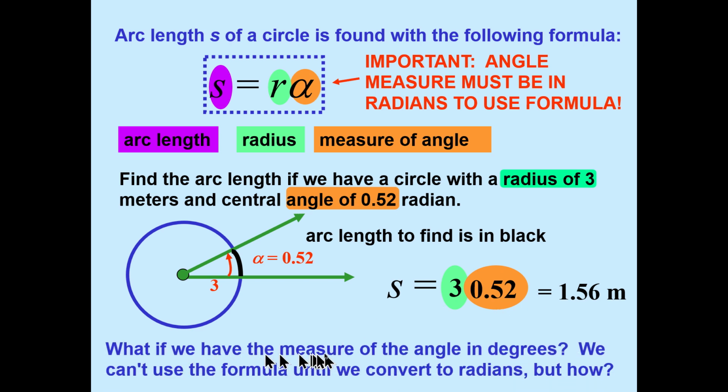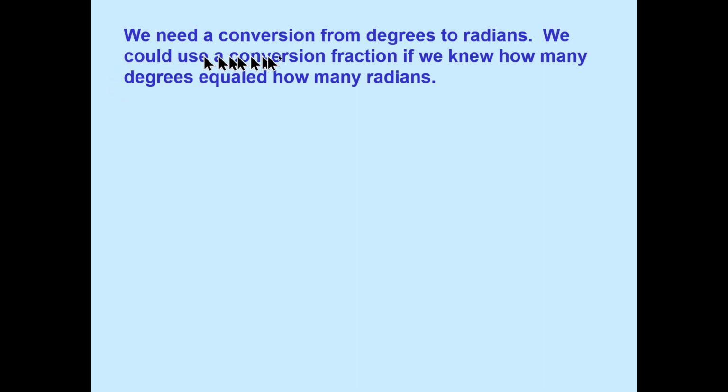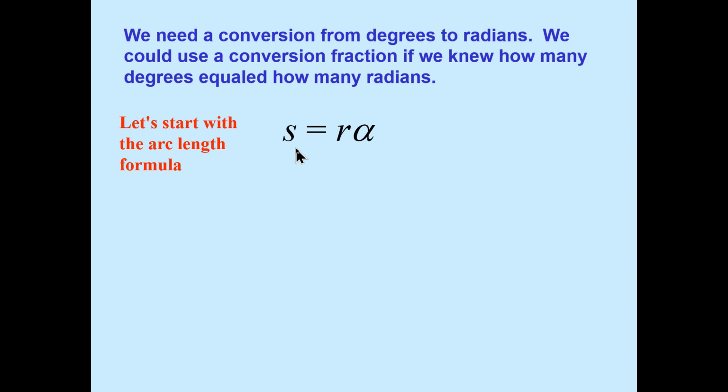So what if we have the measure of the angle in degrees? We can't use the formula until we convert to radians, but how? We need a conversion from degrees to radians. We could use a conversion fraction if we knew how many degrees equaled how many radians. In this case, start with the arc length formula.